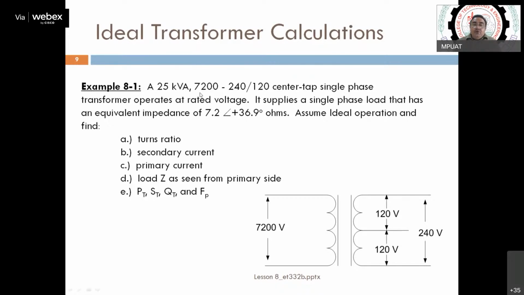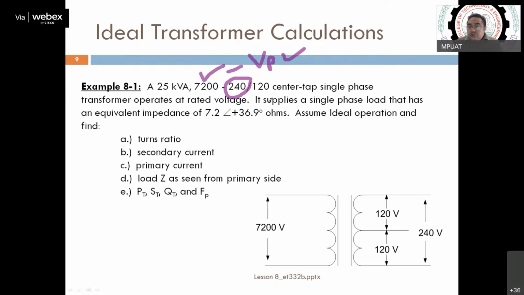25 kVA, comma, 7200 minus 240 oblique 120 center tape. Now what does this mean? The first value will always be the primary value, the primary applied voltage Vp. You have to keep this in mind. And the second voltage will always be the secondary voltage, 240.